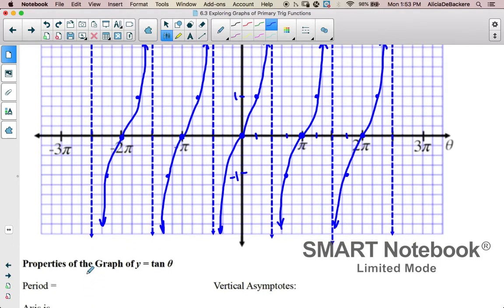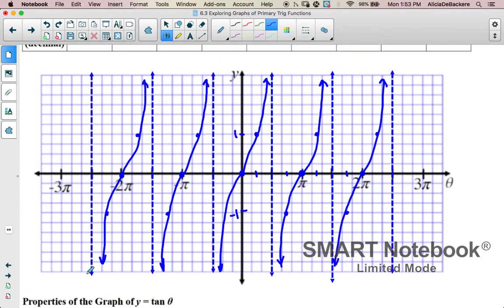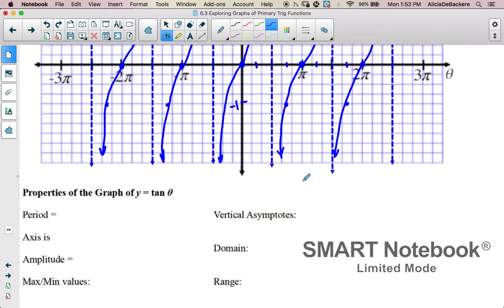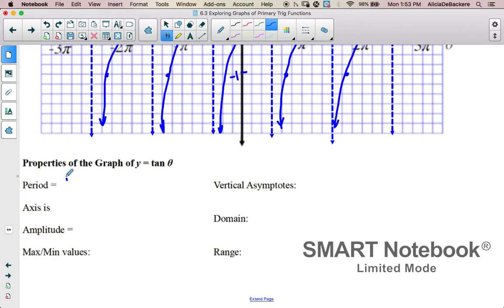So I'm going to look at the properties of tan theta, and the period is the length of any one of these cycles. Remember, the length of a cycle was 6 squares on my graph, and if I go back to the origin and count over 6 squares, I notice that I end up right at pi. So I know that the period of this graph is pi. I'm repeating myself every pi.